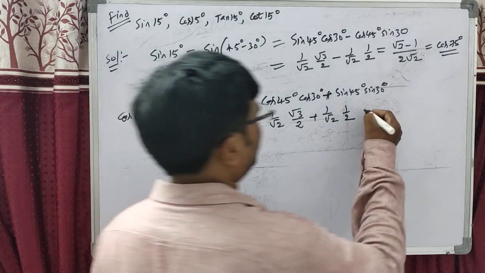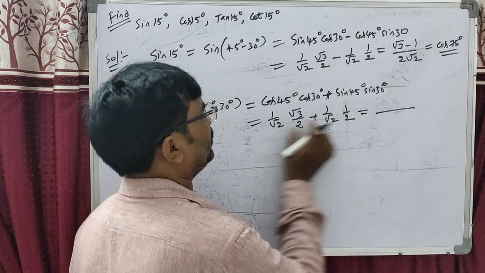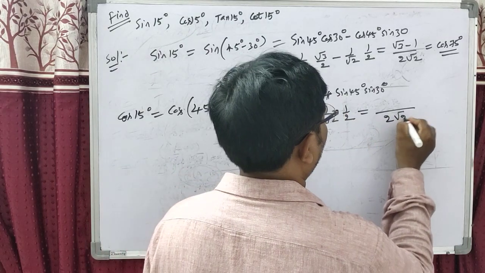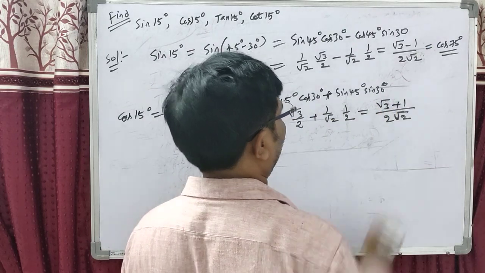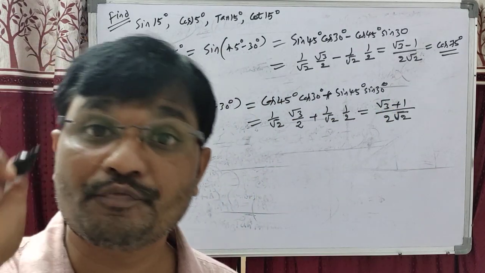Dear students, what is the LCM of the denominators 2 root 2 and 2 root 2? We take the LCM as 2 into root 2. This is root 3 into 1, root 3, plus 1 into 1, 1. This is the value of cos 15.